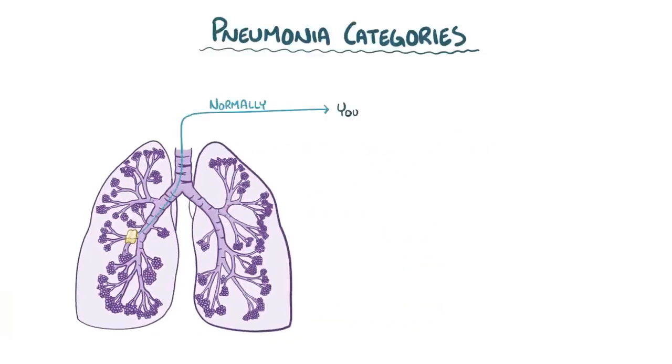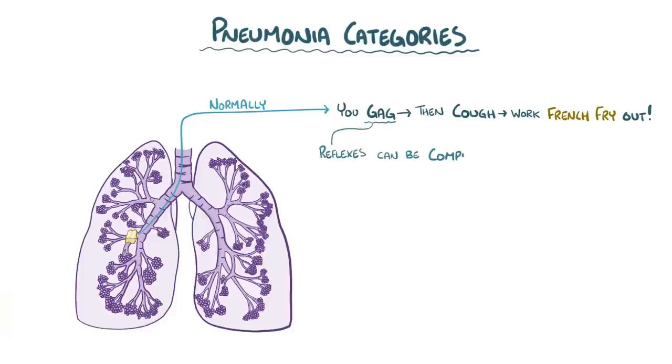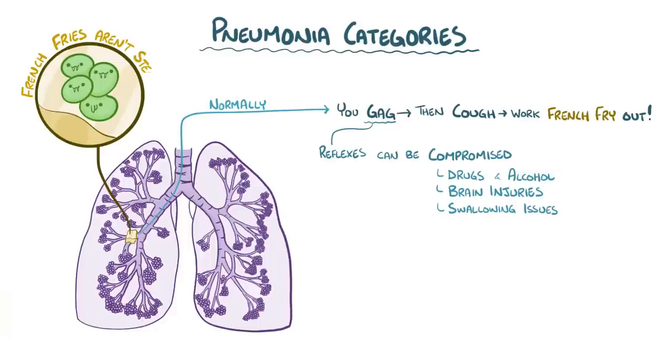Normally, you'd automatically gag and start coughing, and work that French fry out of your lungs. These gag reflexes can be compromised, though, by drug and alcohol abuse, brain injuries, or swallowing issues. So in these cases, the French fry might stick around in your lower airways. Now, of course, that French fry isn't sterile, and there might be some microbes stuck to it. If those microbes infect the lungs and you get pneumonia, we would call that French fry pneumonia.